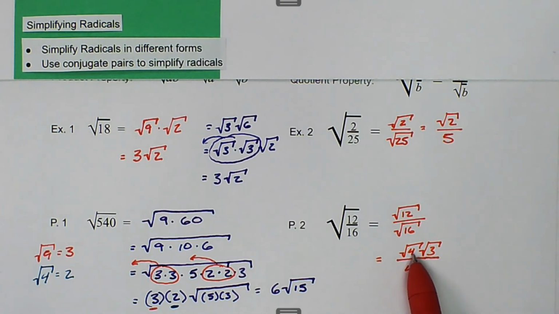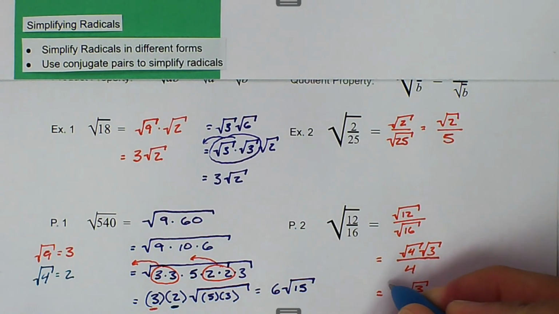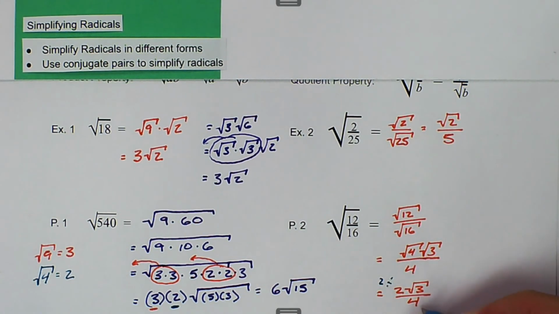And now we do know what the square root of 4 is. The square root of 4 is 2. So we get 2 times the square root of 3 over 4. And we're not quite done yet because we have a 2 in the numerator and a 4 in the denominator. So we can divide 2 out of both of those, and we get square root of 3 over 2.